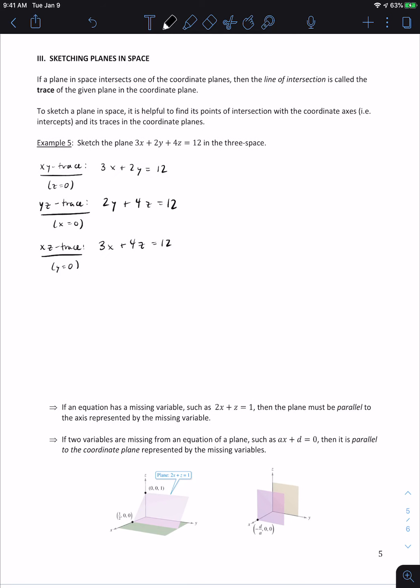So now let's find our intercepts. Let's find our x-intercept. In order to find our x-intercept, remember, we set y equal to 0 and z equal to 0. If I took my equation here and I set y equals 0 and z equals 0, then I would get 3x equals 12, and I'd solve that and get x equals 4. So my x-intercept is 4.